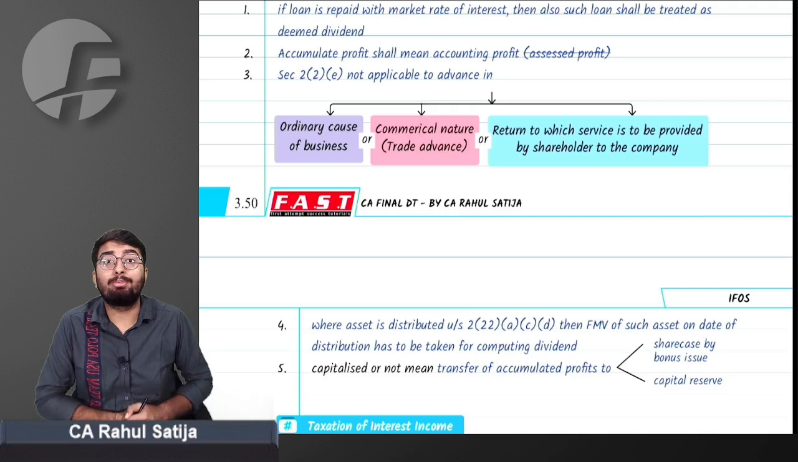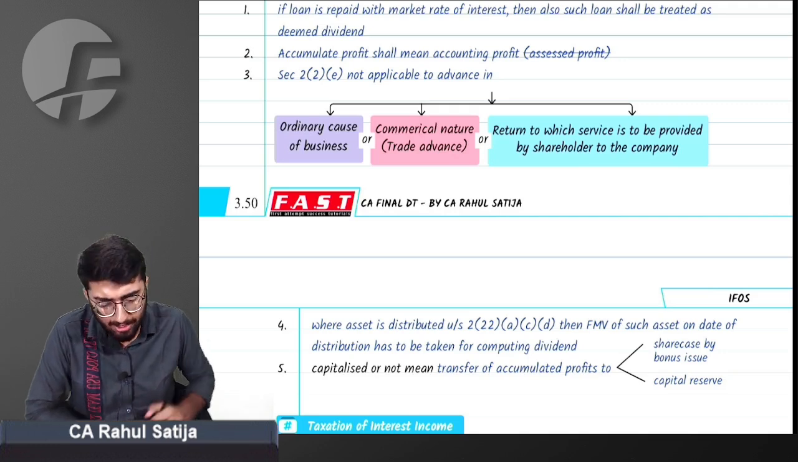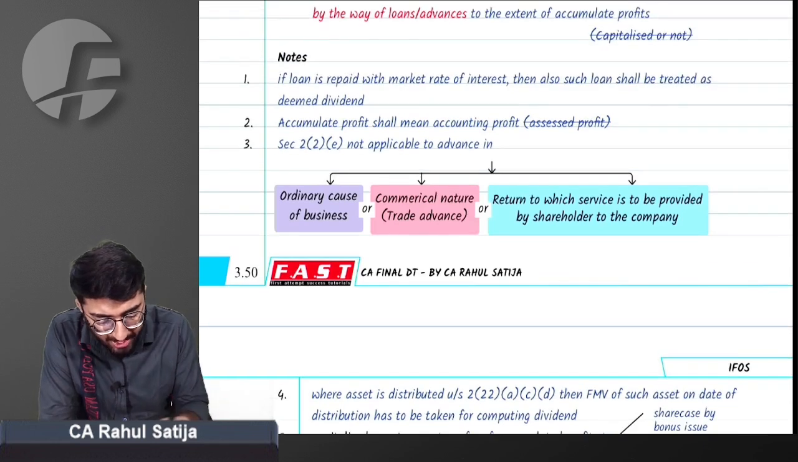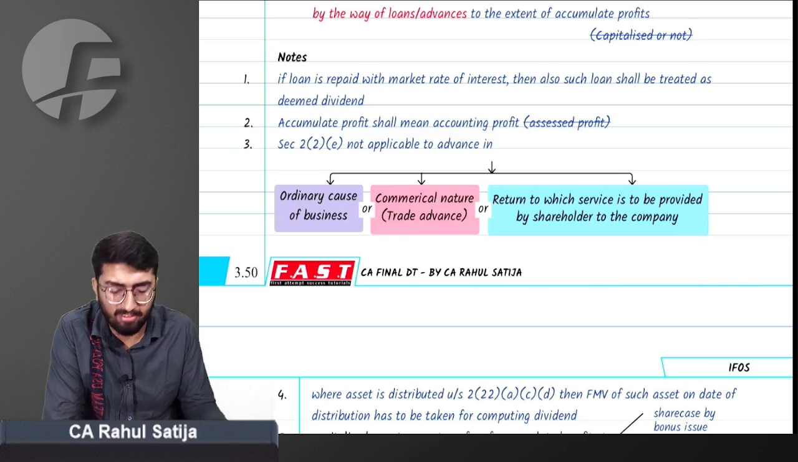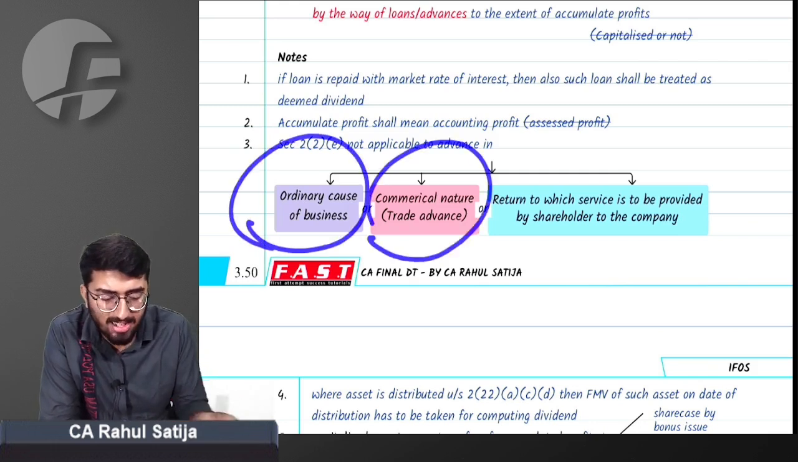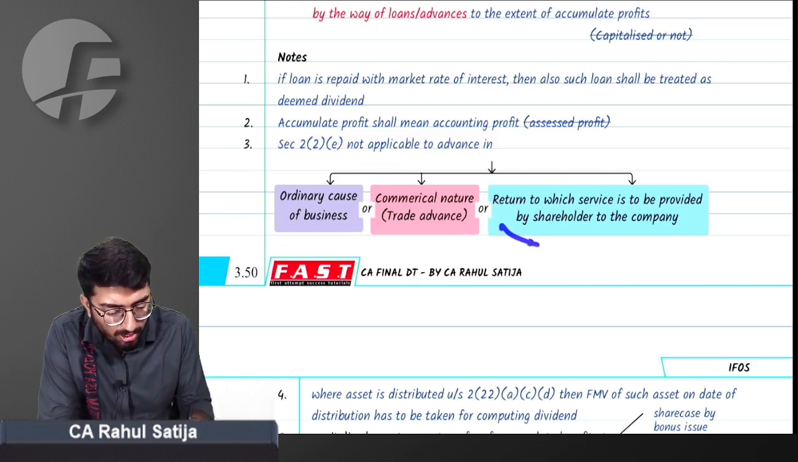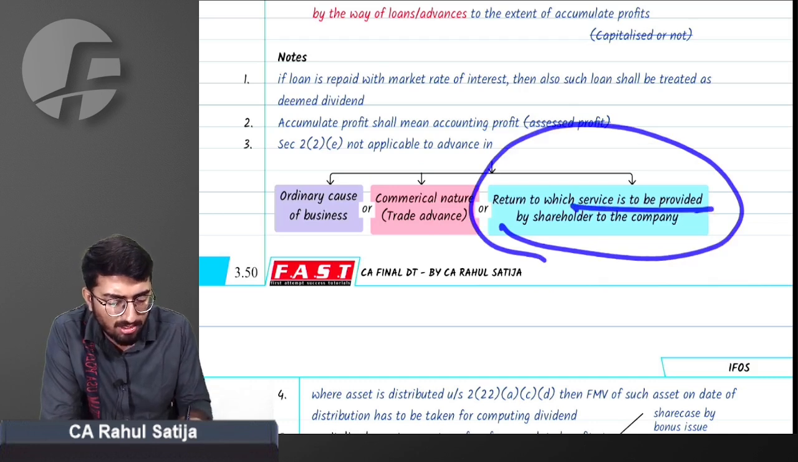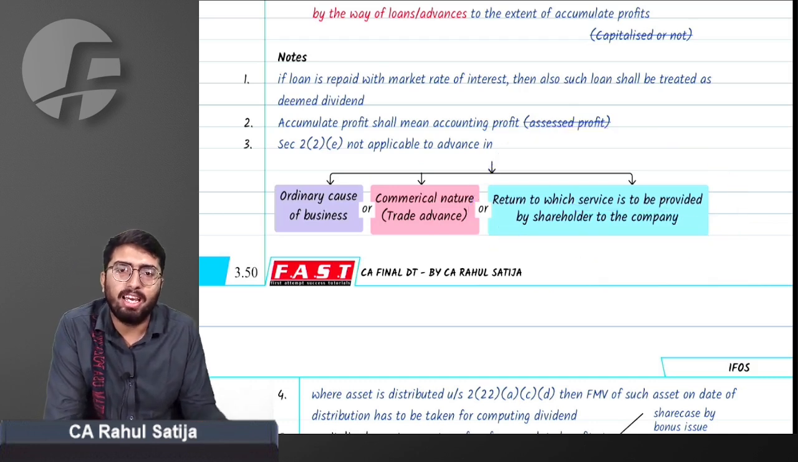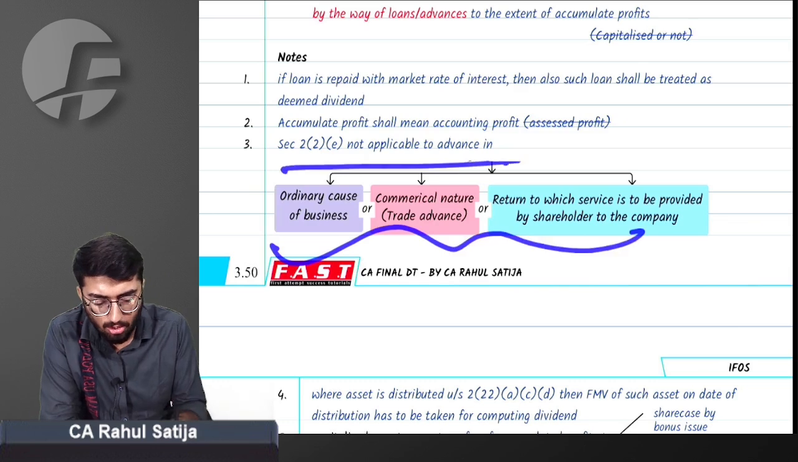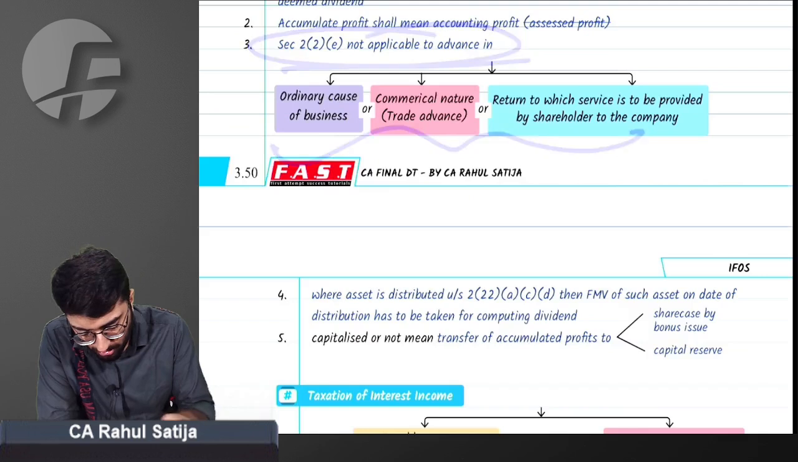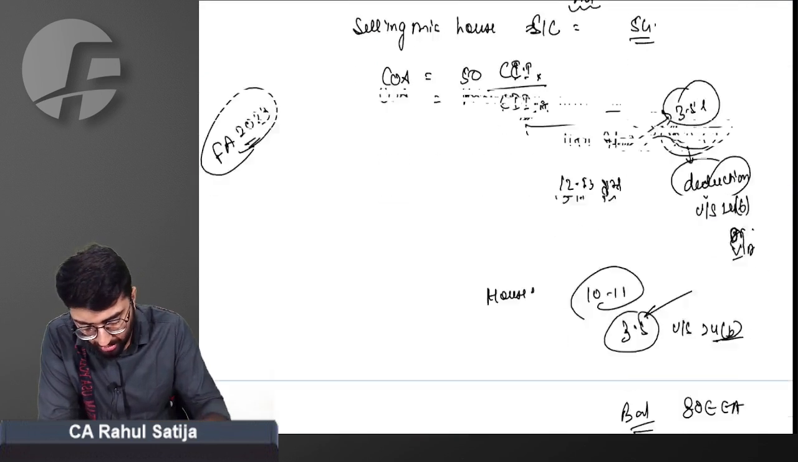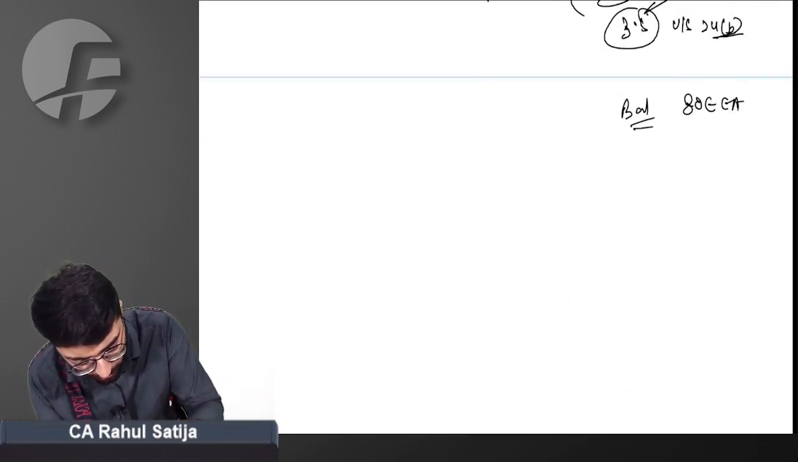Right answer is there are exceptions to this provision. If the company is giving an advance in the ordinary course of business, or an advance that is of commercial nature, or an advance in return for which a service is to be provided to the company, in all these three cases, it will not be treated as deemed dividend. I have an example for all of you. I want everybody to focus.